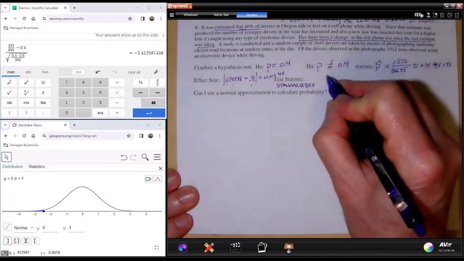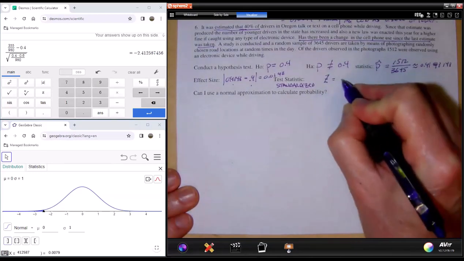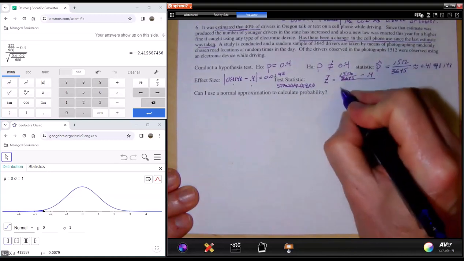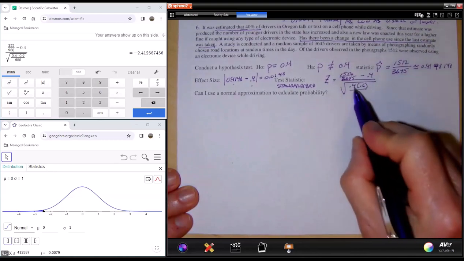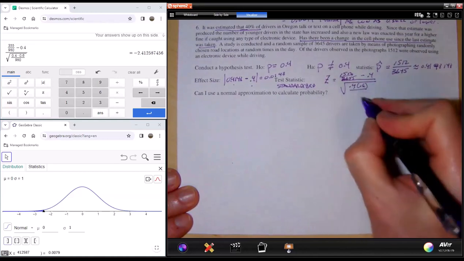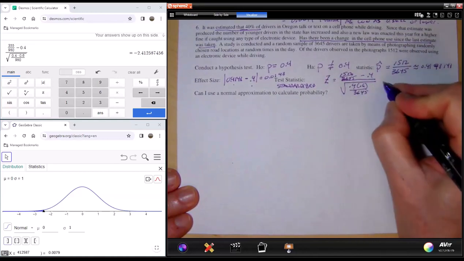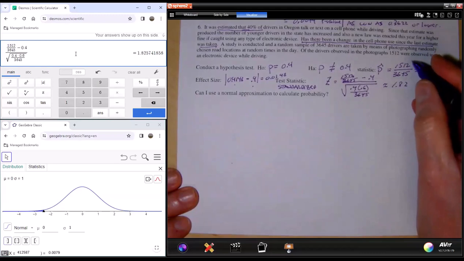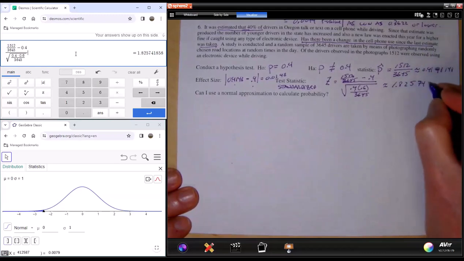Now let's calculate my test statistic, which is going to be the z-score. Notice it's probability of success, probability of failure. These have to add up to 1. And this is approximately 1,512 over 33,645, and I get my value 1.825.